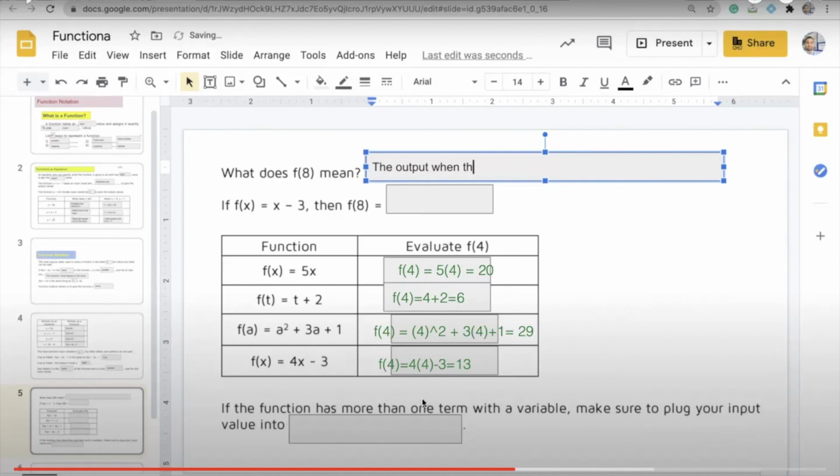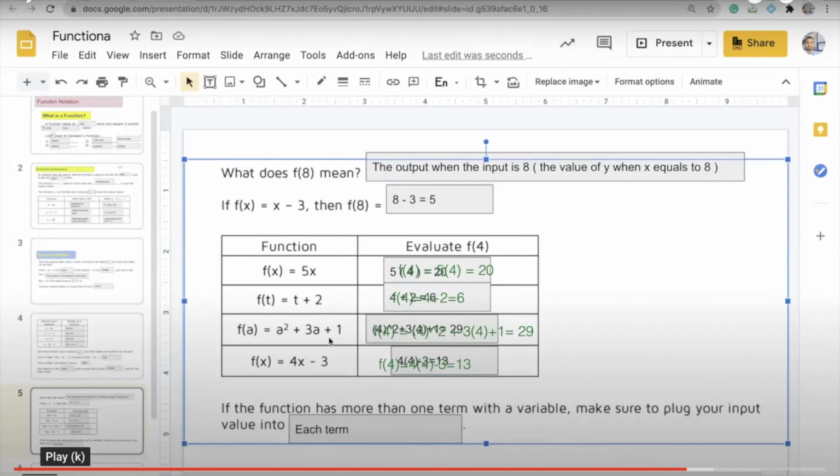If the function has more than one term, what is the meaning of one term? For example, here 4x minus 3. This is 2 terms. The one before it, a power 2 plus 3a plus 1, is 3 terms because it has 3 parts. Into the function, because f of x. So Ghanem said I have to write here the word function. What do you think, Khalifa? No, mister, you need to write it in the x in the function. If the function has more than one term with a variable, make sure to plug your input into each term.